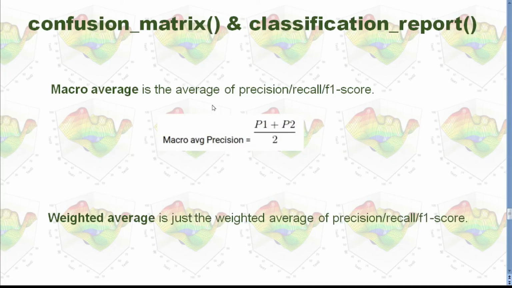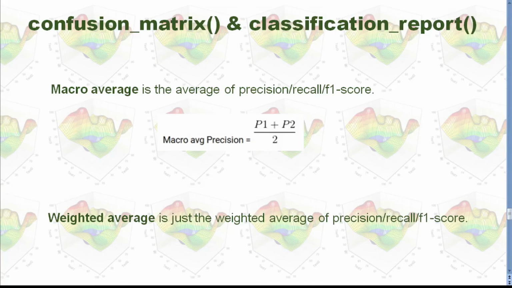In Python, there are two functions, confusion matrix and classification report. When we generate classification report in Python, there are two concepts in this package. Macro average is the average of either precision or recall or F1 score. So it's just the average of all those values. And the weighted average is the weighted average of either precision or recall or F1 score.